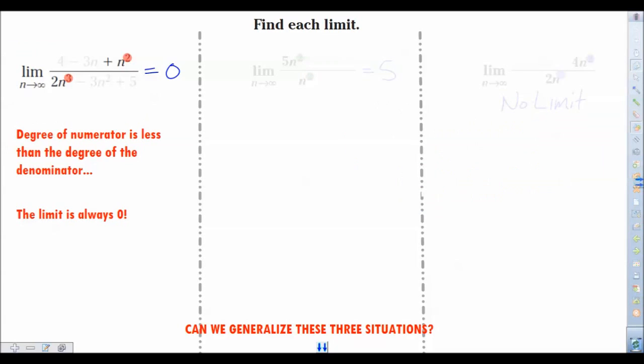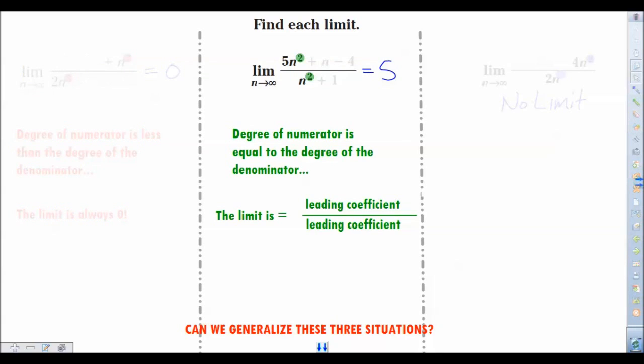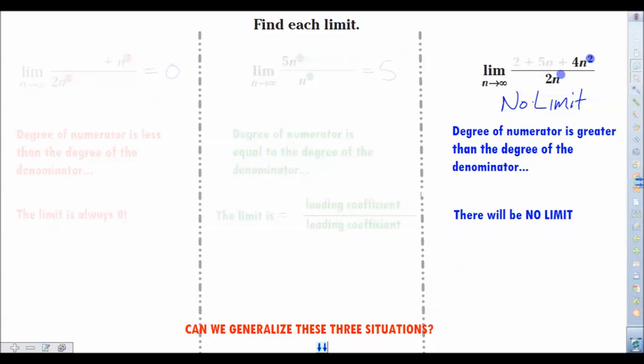So to sum this up, when the degree of the numerator is less than the degree of the denominator, the limit will always be 0. When the degree of the numerator is equal to the degree of the denominator, the limit is going to be the leading coefficient divided by the leading coefficient. And when the degree of the numerator is greater than the degree of the denominator, then there will be no limit.